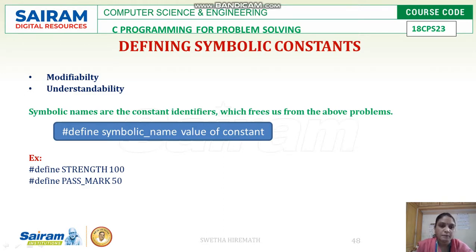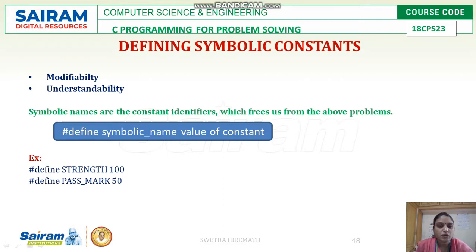Second one is understandability. For example, 100 and 50 are values we give in our program, representing the strength of the class and the pass mark of the students. If we use 100 and 50, both are integer numbers, and we will get confused about which integer represents which data, whether it is the strength or the pass mark. It will be very difficult for us. So in order to make it easier to understand, we go with symbolic names. Symbolic names are nothing but the names we use to declare the values which we use in our program.